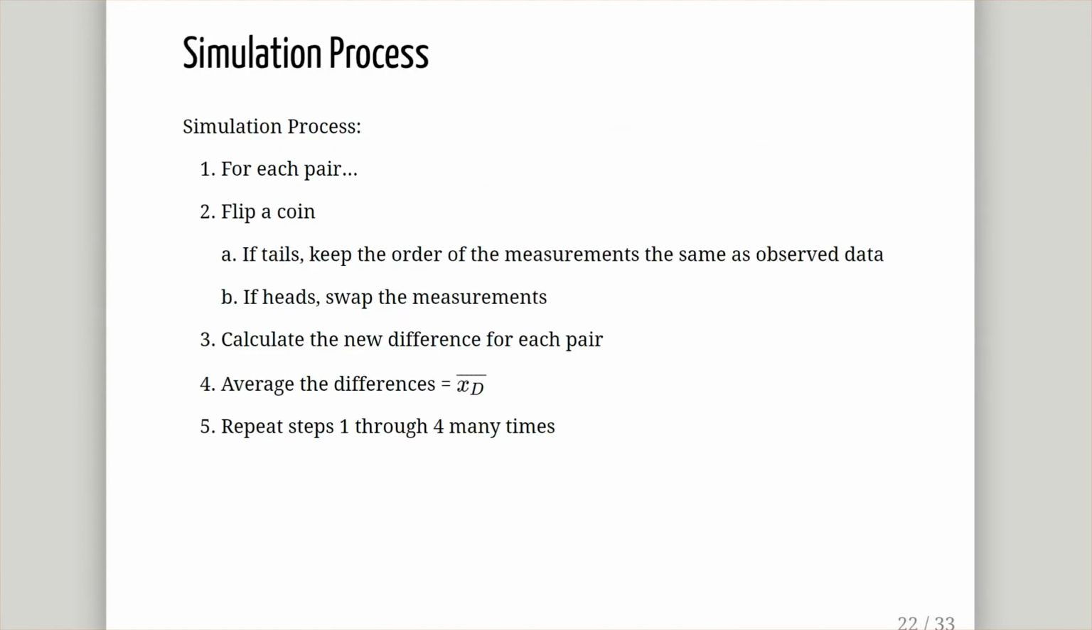So if we want to do simulations, we only need to follow this process. We go to one pair at a time. We can just flip a coin. If it's tails, we're going to keep the measurements in the same groups. So the first measurement will still be the first measurement, second number will still be the second number. If we get a heads, we can just swap the measurements. The first will now become the second, and the second will now become the first.